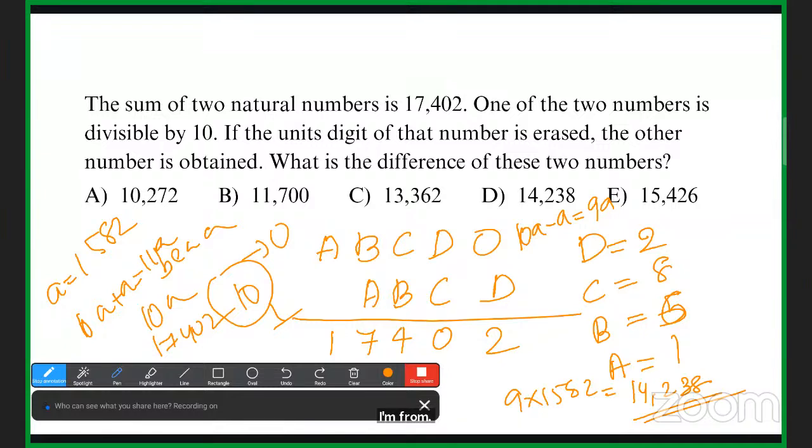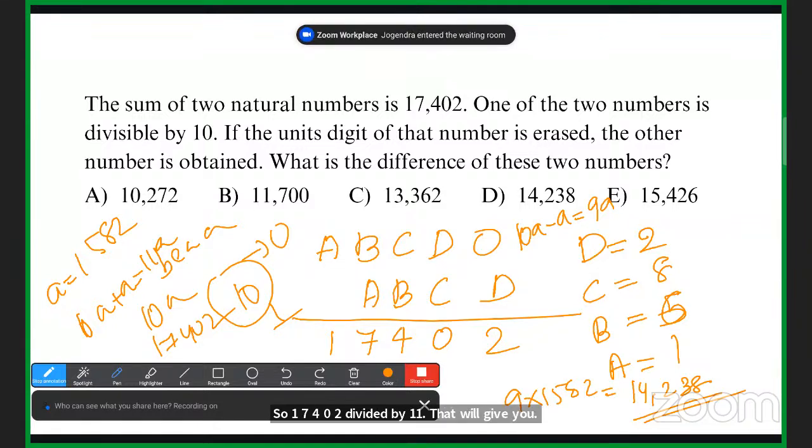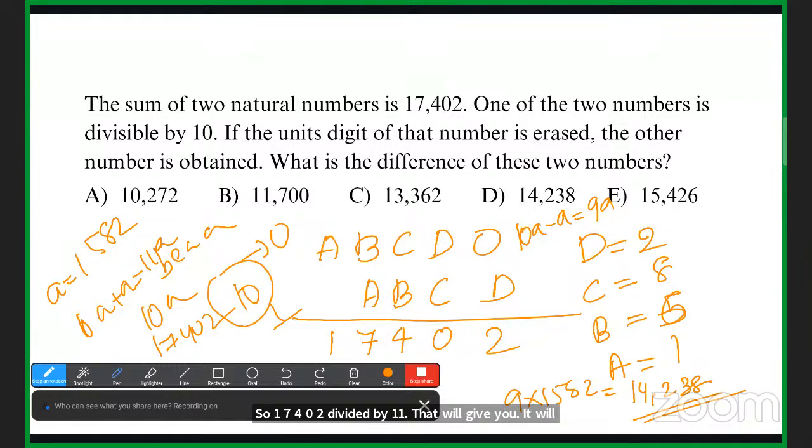Ma'am, we can take 11A as 17402. Then we'll directly find the value of A. Because if the first number is divisible by 10, and if you remove the 0, it's nothing but the same number divided by 10, right, ma'am? So that's going to be right. It's going to be 11A is equal to 17402. So 17402 divided by 11 will give you 1582, and then the other number will be 15820. So you subtract both of them and you get the number.